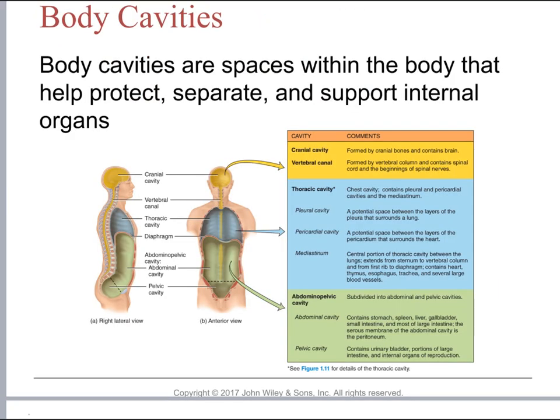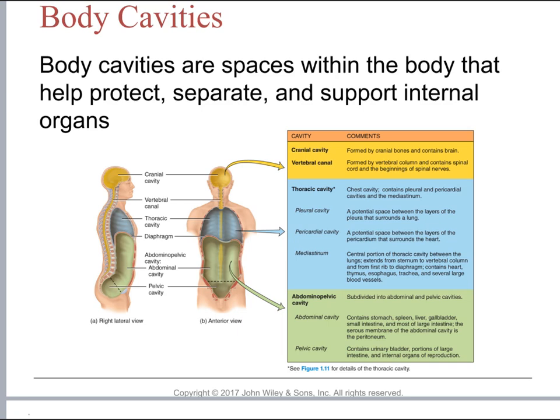Body cavities. Body cavities are spaces within the body that help protect, separate, and support internal organs. We have three basic body cavities. One, the cranial cavity, which includes the vertebral canal. The cranial cavity is formed by cranial bones and contains the brain. The vertebral canal is formed by the vertebral column and contains the spinal cord and the beginning of spinal nerves.